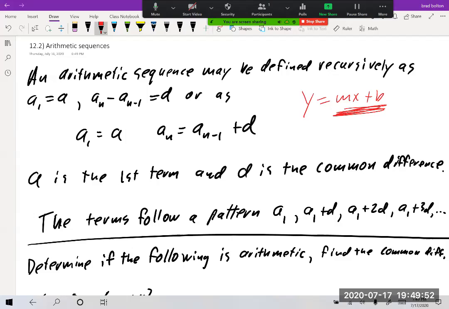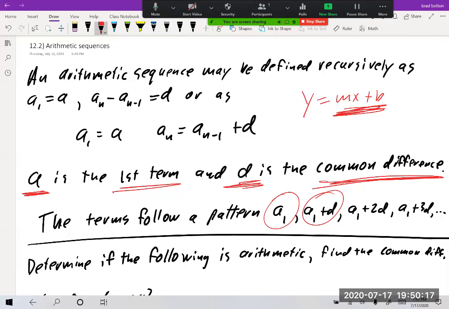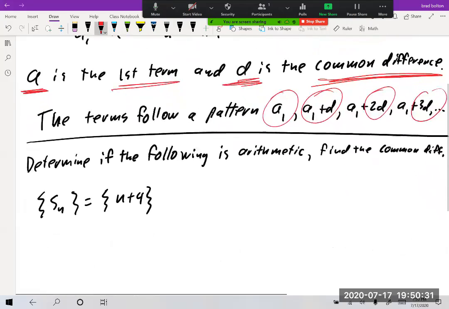And again, it can be defined recursively, meaning you can define it from the terms. We say that A is the first term in the sequence, and D is called the common difference. If you know these two things, you're home free. You can build your arithmetic sequence. They follow a pattern where you have the first term, then the first term plus the common difference, then the first term plus 2 times the common difference, then the first term plus 3 times the common difference. So each time the terms are changing by one more common difference. You're adding or subtracting it depending on if it's positive or negative. Okay, so arithmetic is really nice.